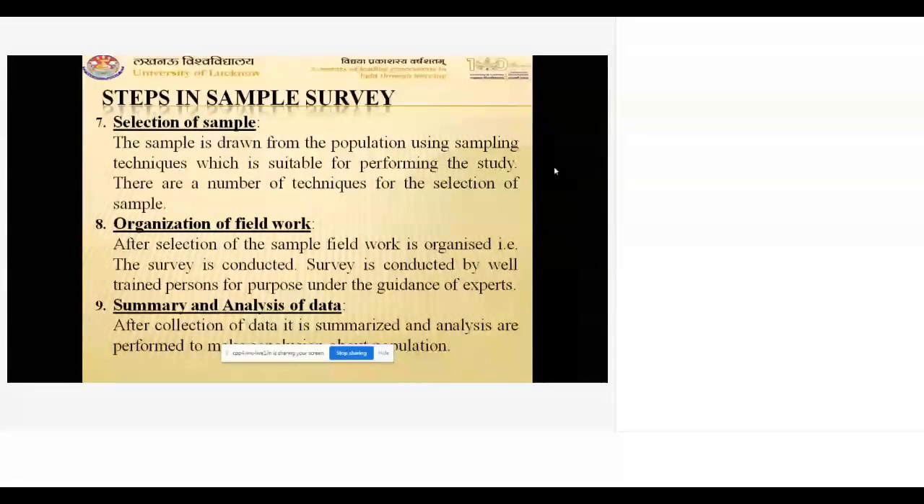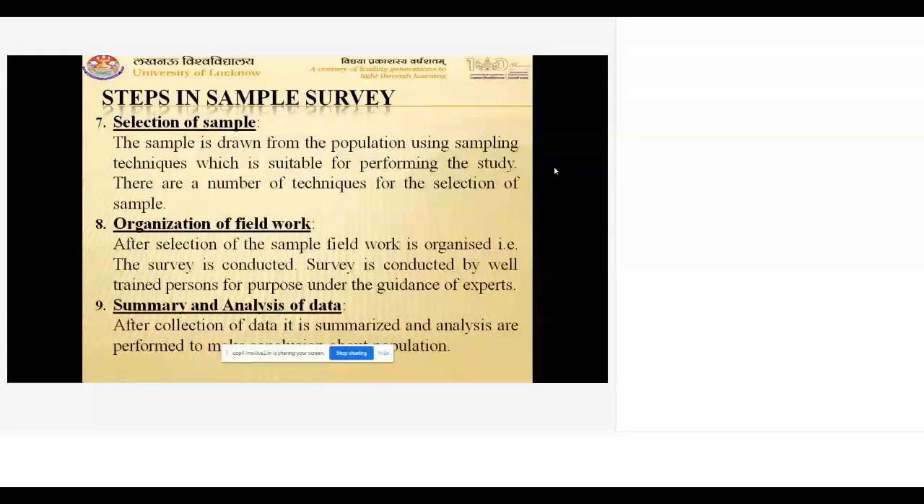The next step is selection of the sample. With the help of that sampling frame, we select the sample by using a suitable sampling technique, from which we obtain a good representative of the population. There are a number of techniques which are used for sampling.